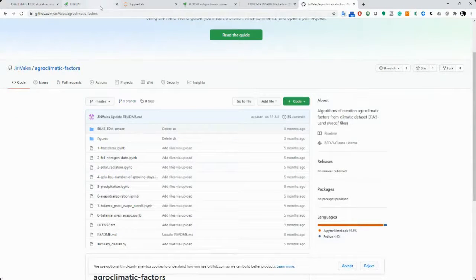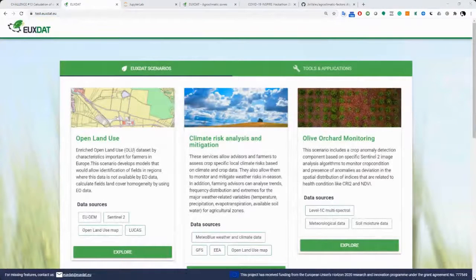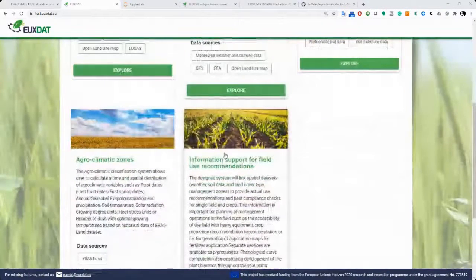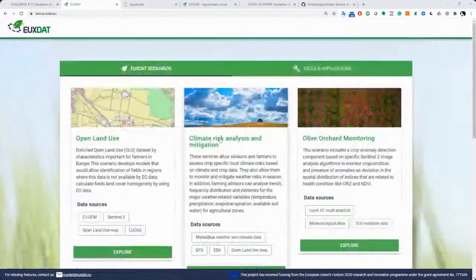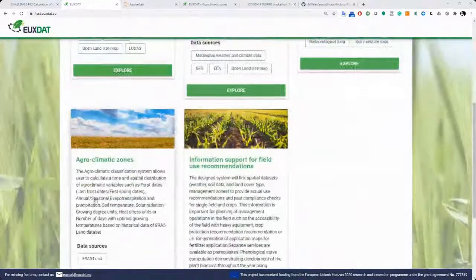And I will just briefly mention that this is actually an output of the project EUXDAT. If you go to this page, it's not loading because of the streaming. I'll put it into the chat. Unfortunately, you need credentials to log in, but if you are interested, we are able to provide you with some. There are some other activities in the project, but what is there is the agro-climatic zones calculation, which is what I talk about.